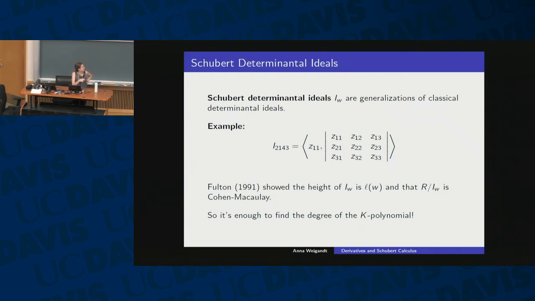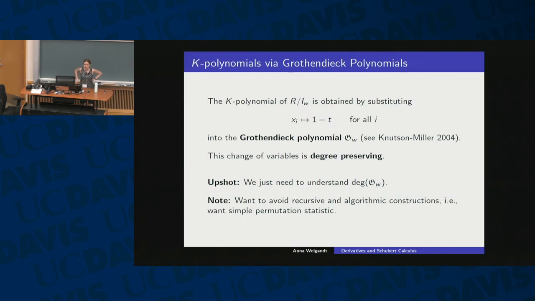Now, Fulton showed that the height of the Schubert determinantal ideal is just the Coxeter length of the corresponding permutation, and that R mod I_w is Cohen-Macaulay, which is great. So we're exactly in this nice situation where it's enough for us to find the degree of the K polynomial. So what is this K polynomial? Well, the K polynomial is just obtained by specializing each x_i to 1 minus t in the Grothendieck polynomial. And this change of variables, because of this alternating in sign property, is degree preserving. So we're never going to knock stuff out of the top degree. We just stay the same.